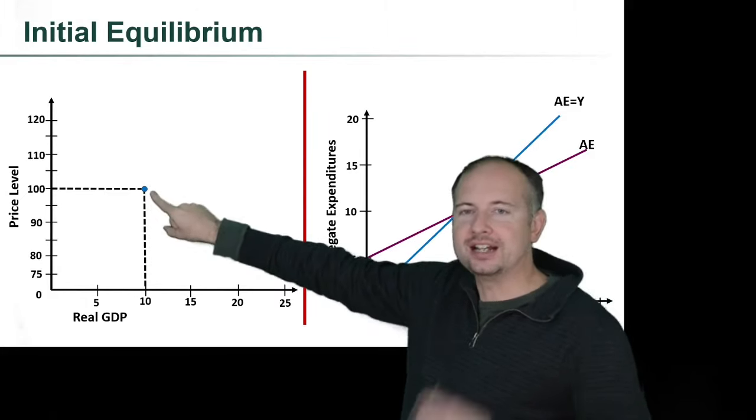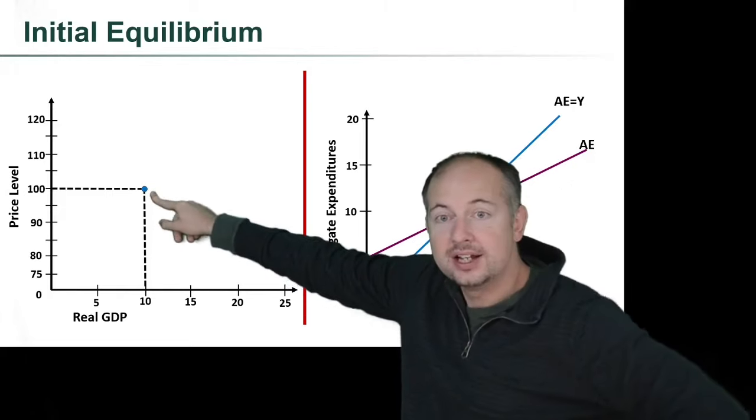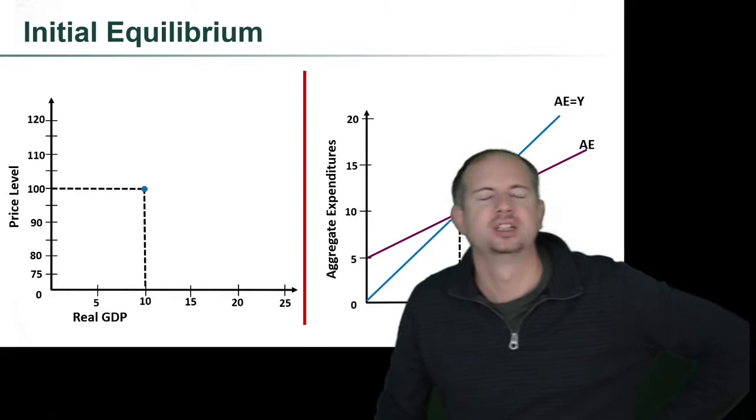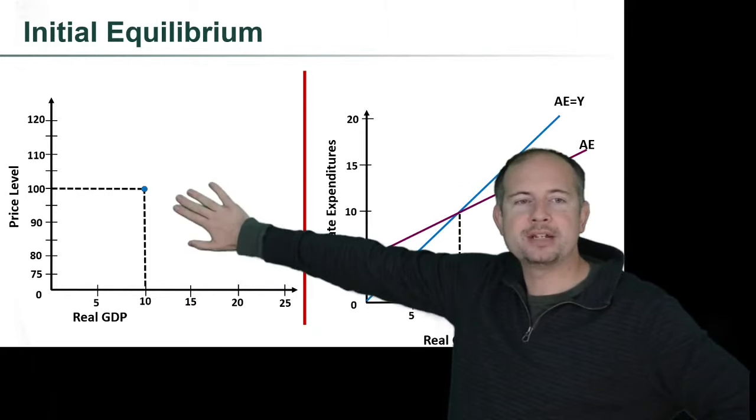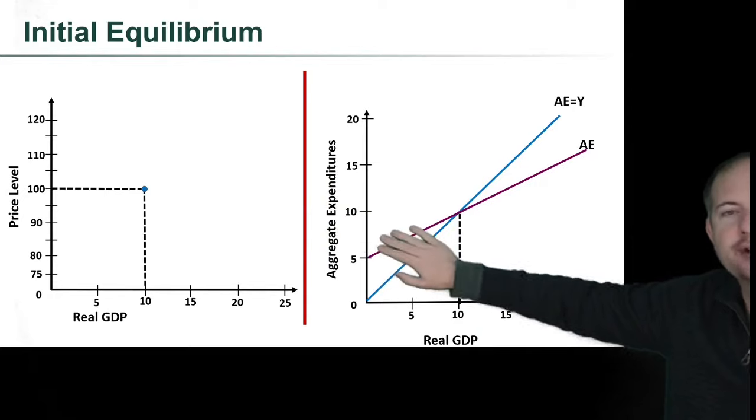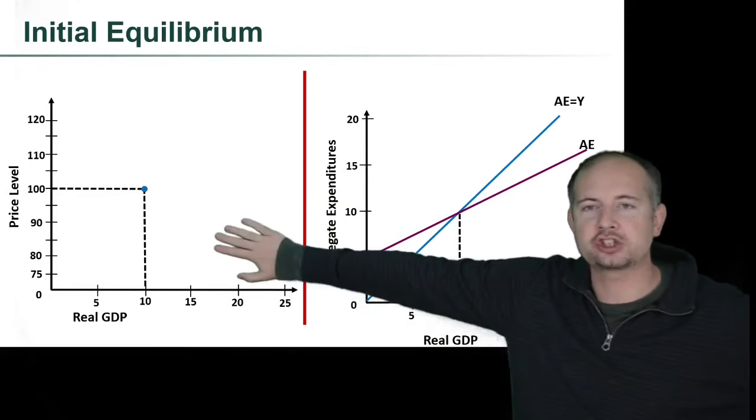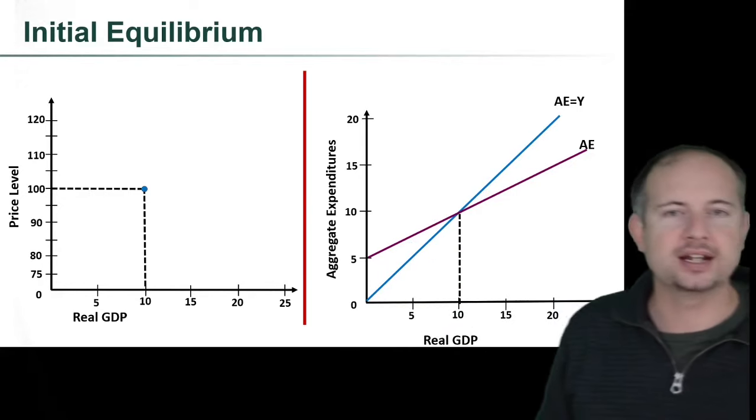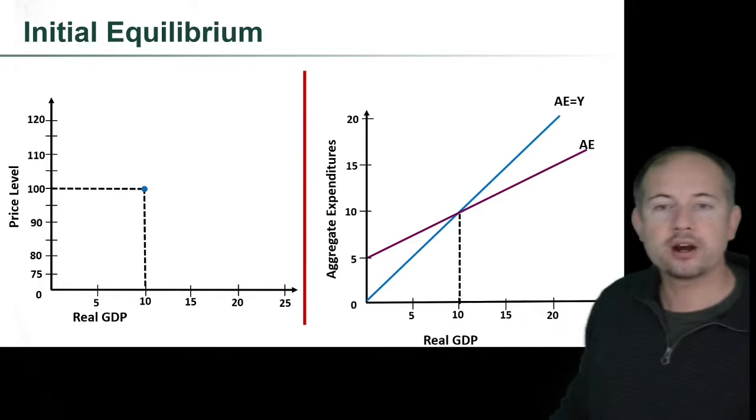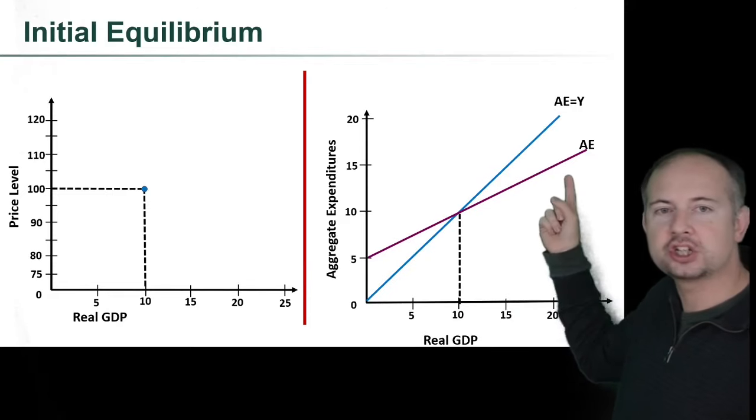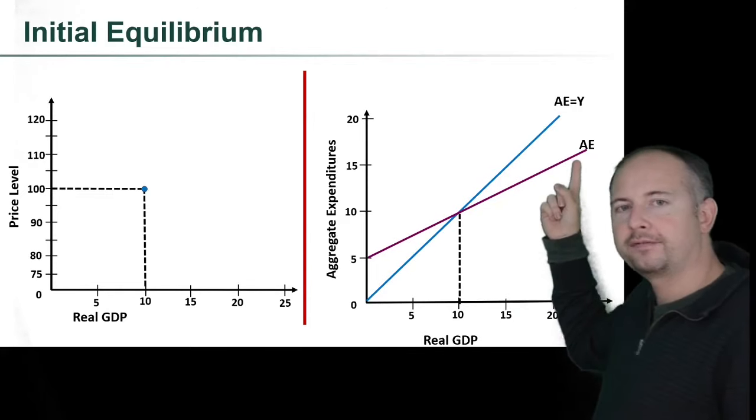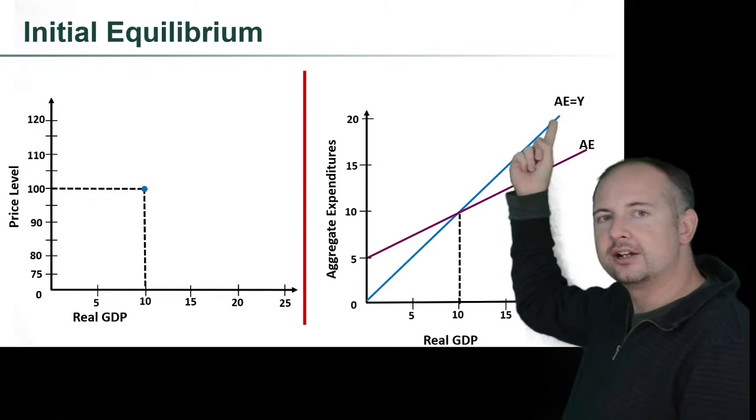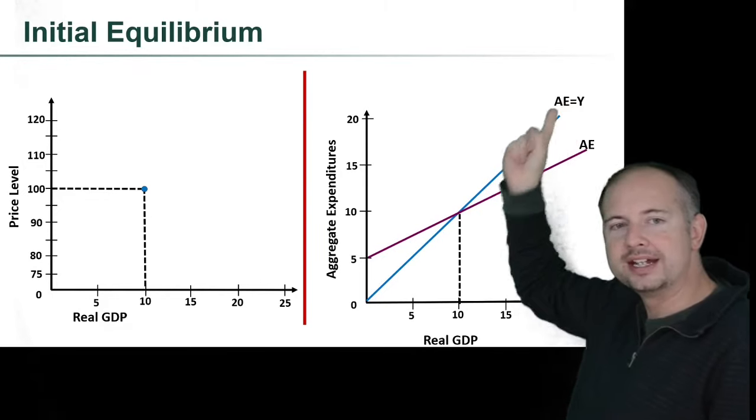And so what this is telling us is I take a look at my economy, price level is 100, GDP is about 10. And all right, now let's think about what that means for aggregate expenditures. So for aggregate expenditures, if I tell you that we started off here, so we start off at an equilibrium, that must mean that's the point where the aggregate expenditures curve or line intersects with the equilibrium condition.